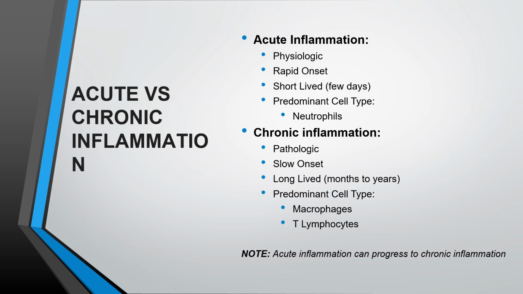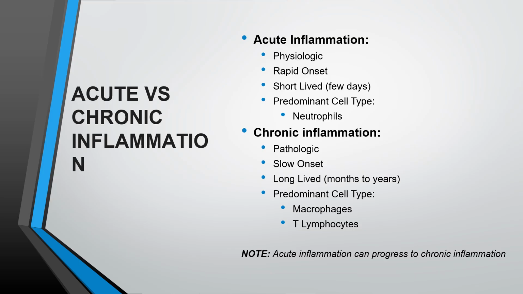And yes, acute inflammation can become chronic if the stimulus isn't removed, or there's repeated injury, or the immune response stays activated. If you see lots of neutrophils, think acute. If you see macrophages, lymphocytes, and fibrosis, think chronic.